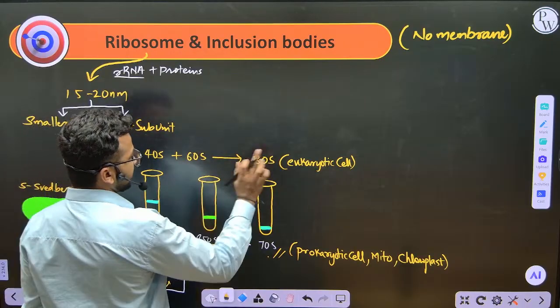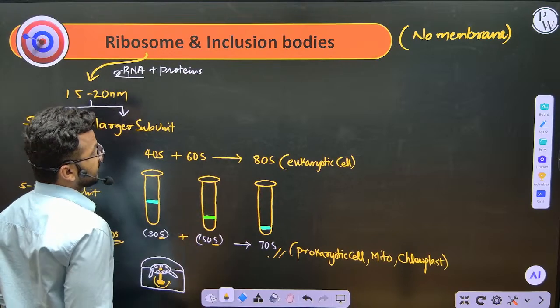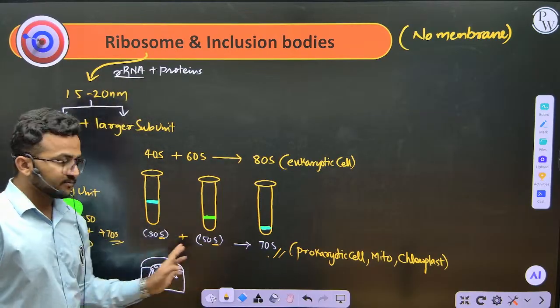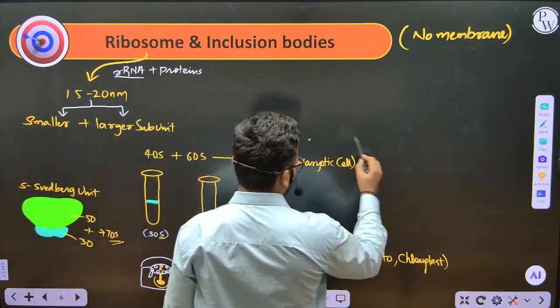Eukaryotic cell, it is of this one. So you should remember this calculation and the gradient differences here. This is in case of prokaryotic cell. And there is one more special thing in case of prokaryotic cell.